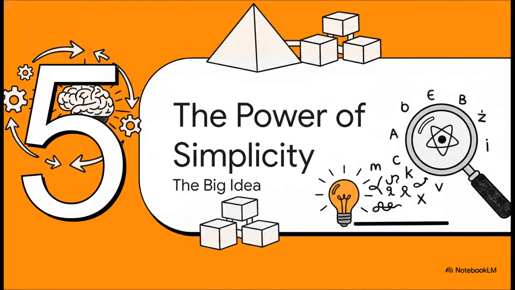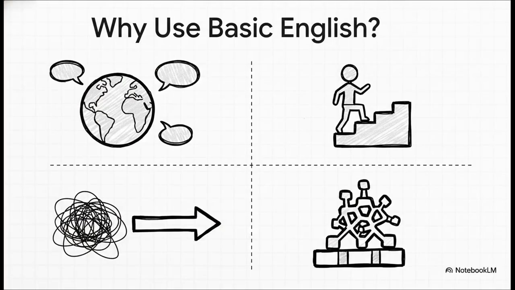Which kind of brings us to the whole point of this, the big idea behind it all. Why would anyone go to all the trouble of making a simplified language? What's the real power in stripping a language down to its bones like that? Well, the vision here was actually pretty huge. For starters, it was all about making global communication easier, breaking down those language barriers. It was also a much faster way for beginners to get started with English. It also kind of forces you to be way more clear and direct with what you're saying. And maybe the most brilliant part, it could act as a solid launchpad for eventually tackling more complex ideas.